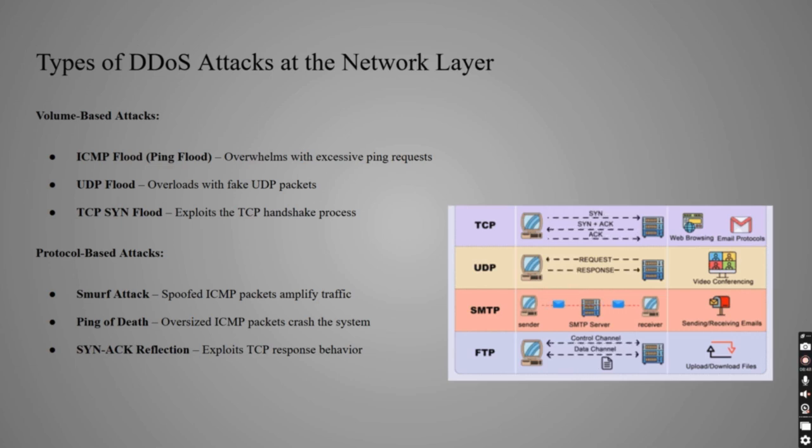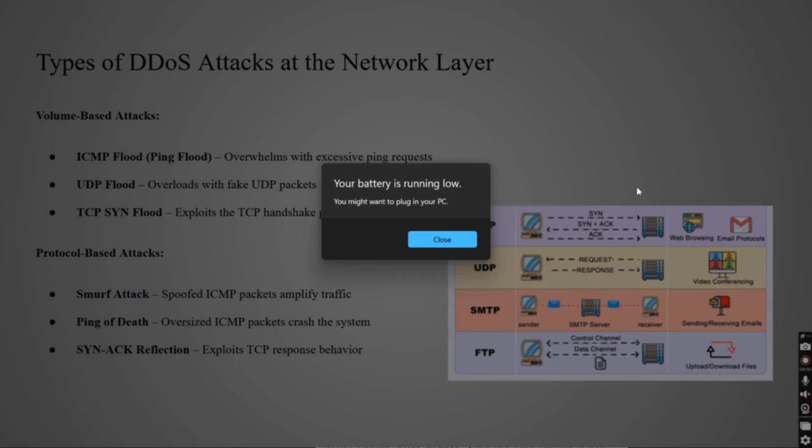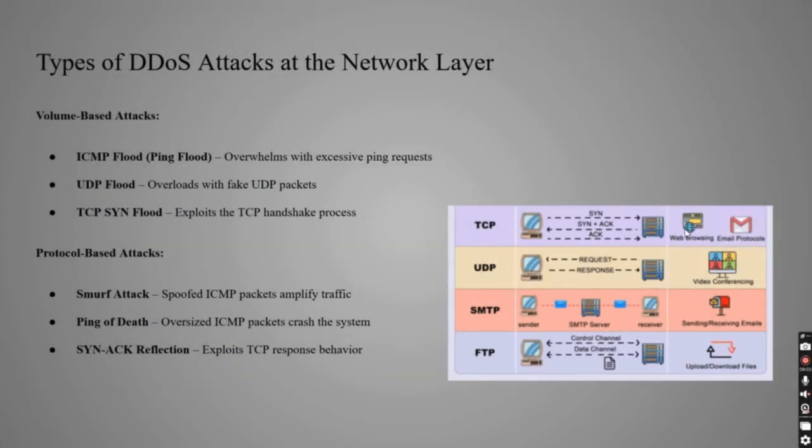Ping of death. It sends oversized ICMP packets, causing the system to crash. SYN reflection manipulates the TCP response process, forcing the server to send unnecessary replies, consuming its bandwidth. Another example is like sending an email with a massive attachment that crashes your email app. This is similar to a ping of death attack, where attackers send oversized ICMP packets to crash a system.